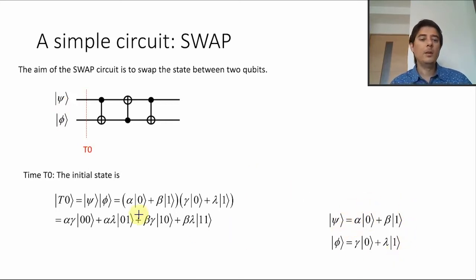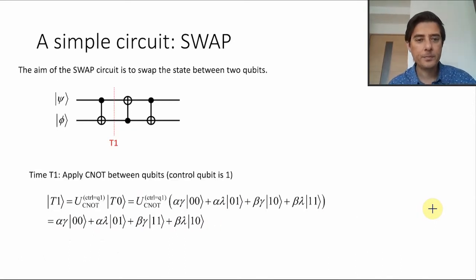Okay, so at this point, you have these states psi and phi, and suppose they're just defined like this. So at the initial point, the point of this red line, the state of the quantum computer is psi times phi, which I've defined like this. I'm going to multiply it out, and each of these four terms has coefficients like this: alpha gamma, alpha lambda, and so forth. Okay, so that's our initial state.